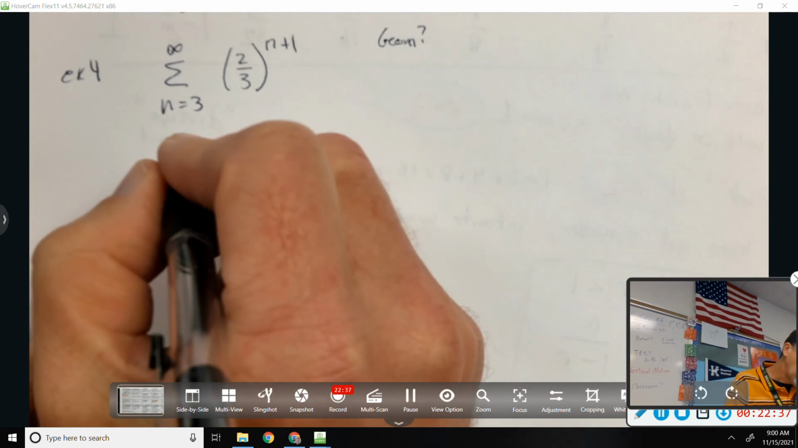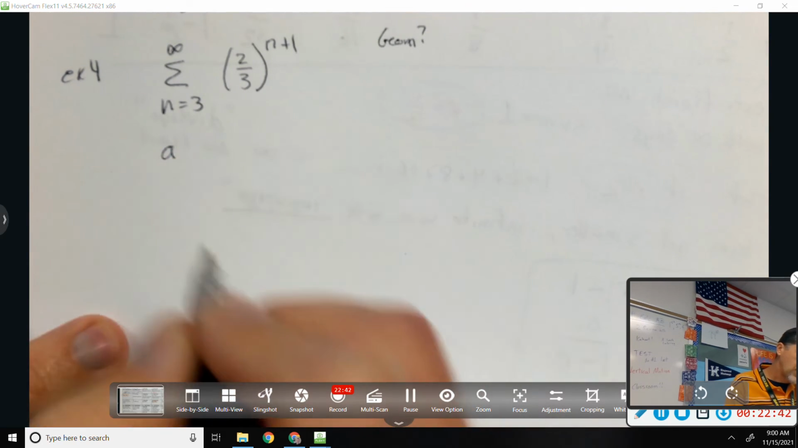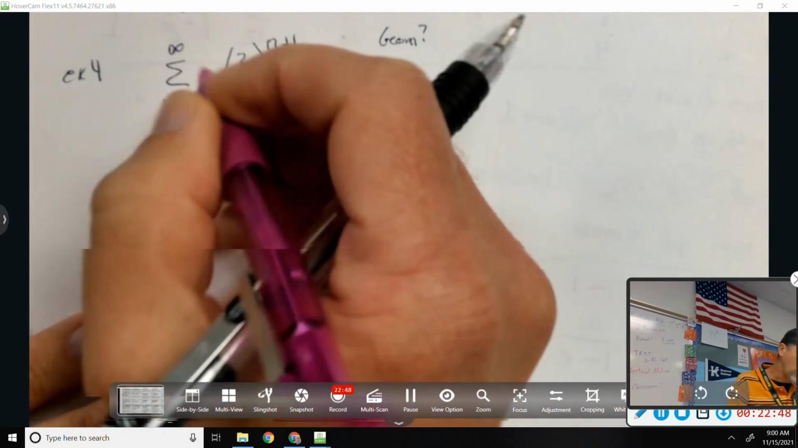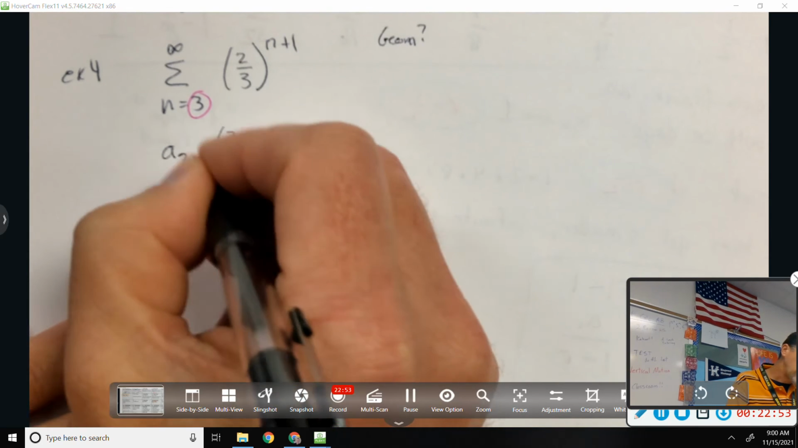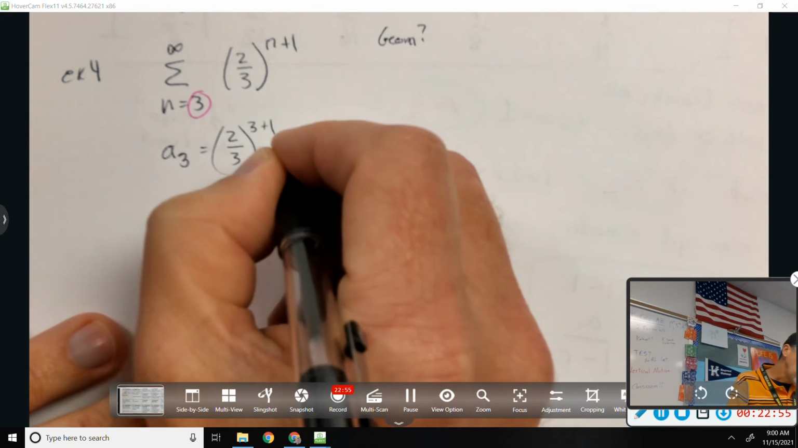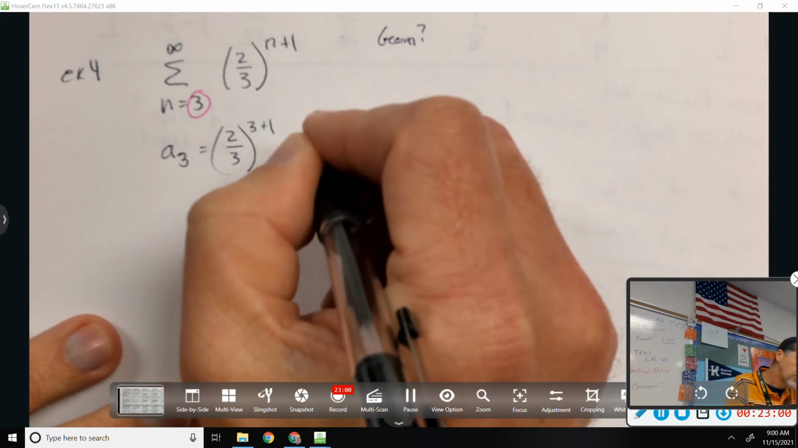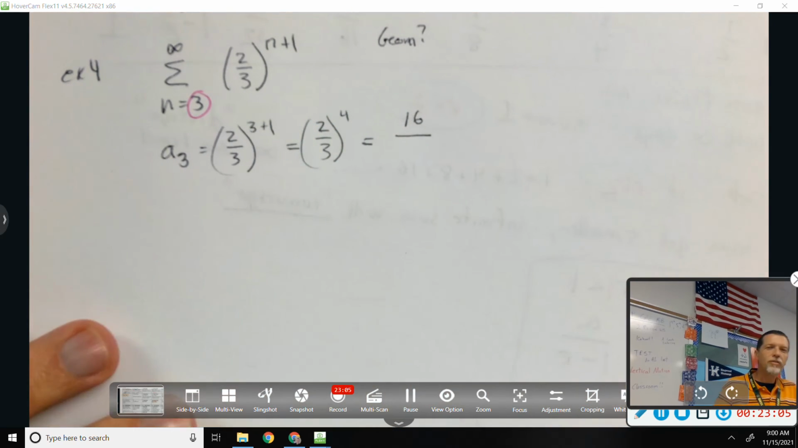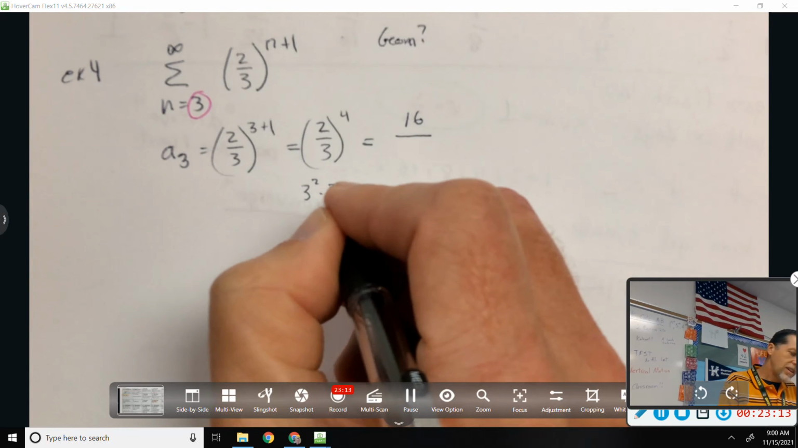So the first term, this is a little bit weird. What is the first term going to be? Oh, (2/3) squared. I plug in 3 to get the first term, since we're starting at 3. Oh, that's so annoying when that happens. So (2/3) to the 4th. 2 to the 4th is 16. 3 to the 4th is 81.